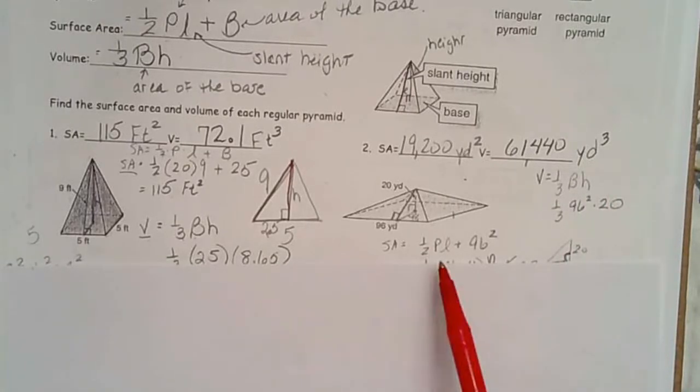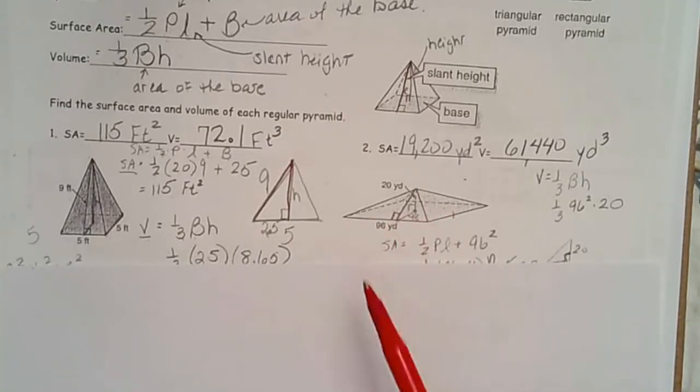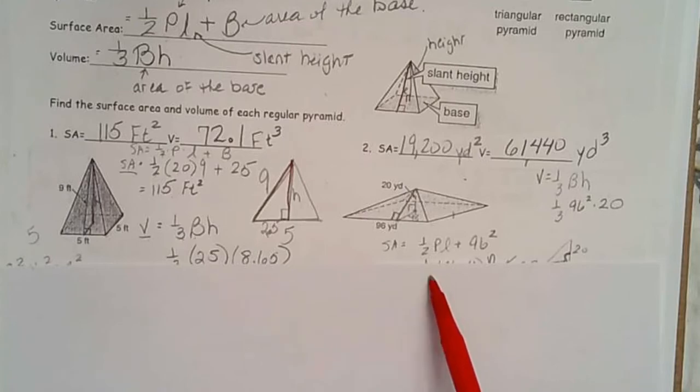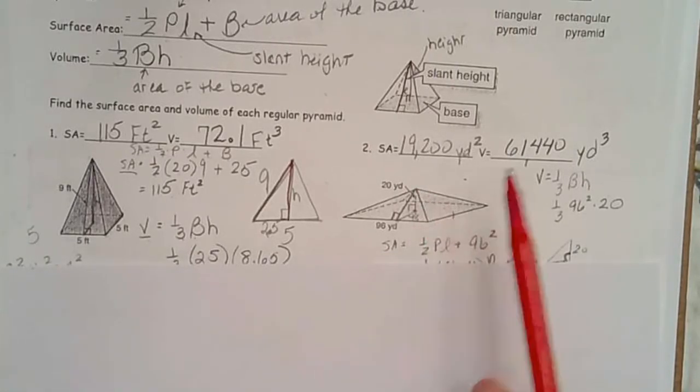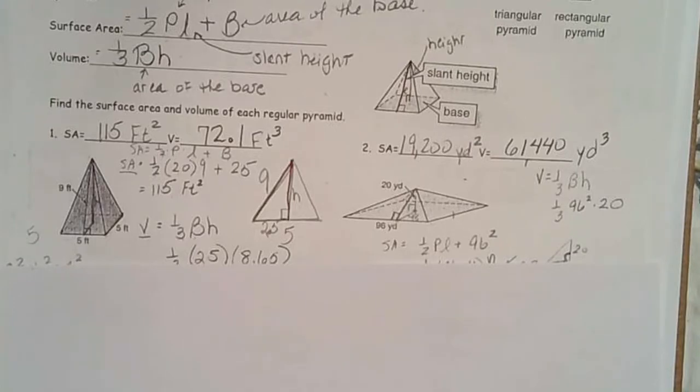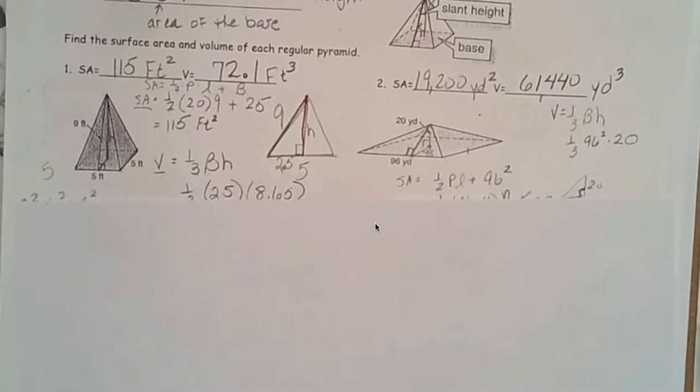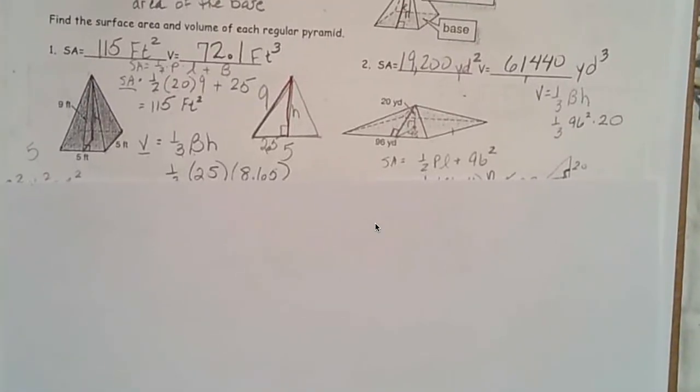So the surface area is 1/2. Great. Perimeter, well, that's 96 times 1, 2, 3, 4 sides, right? So it's the perimeter, so 96 times 4, times my slant height. That I do not have. I have the 20 on the inside. Okay, so I have the 20 on the inside and I don't have the other.